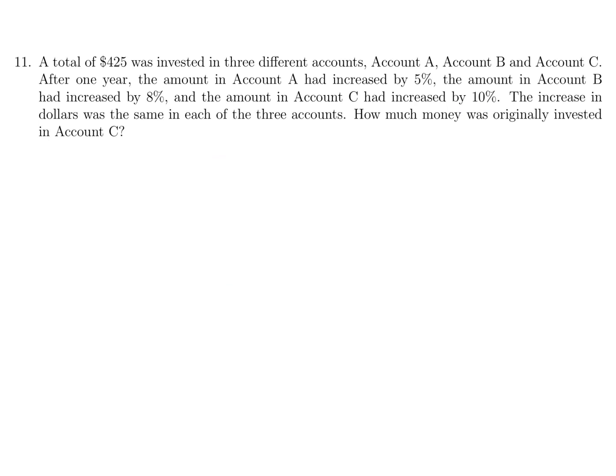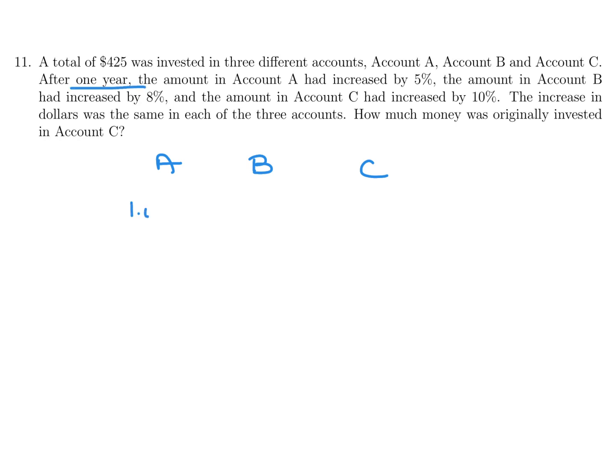A total of $425 was invested in 3 different accounts, account A, B, and C. After 1 year, the amount in A had increased by 5%, in B by 8%, and C by 10%. The increase in dollars was the same in each of the 3 accounts. How much money was originally invested in account C? Account A, account B, and account C. So after 1 year, yeah.